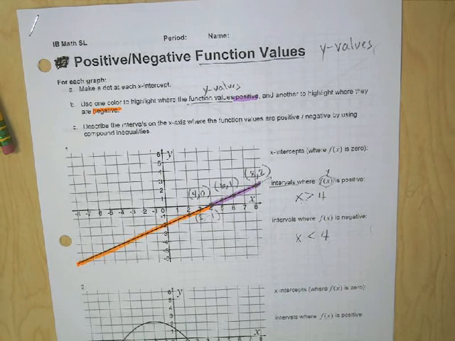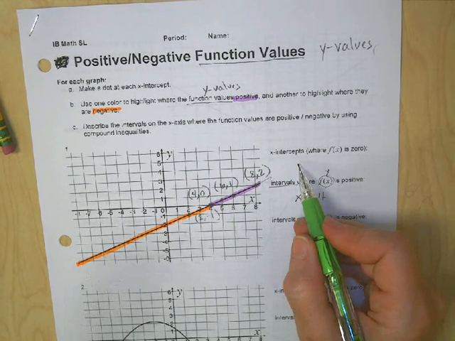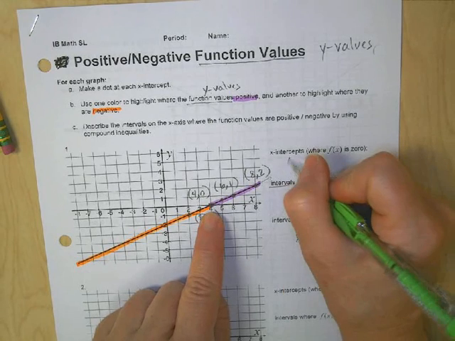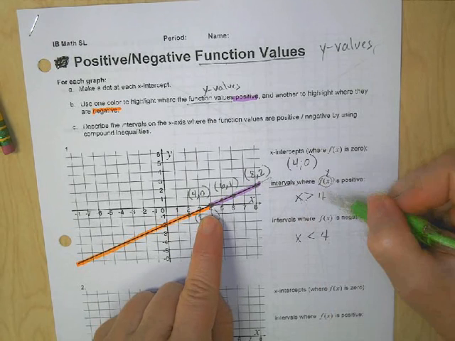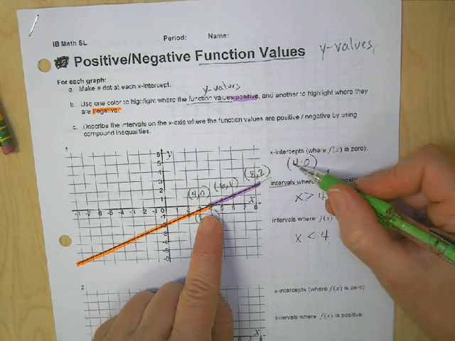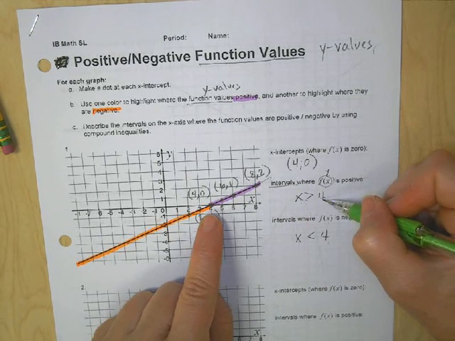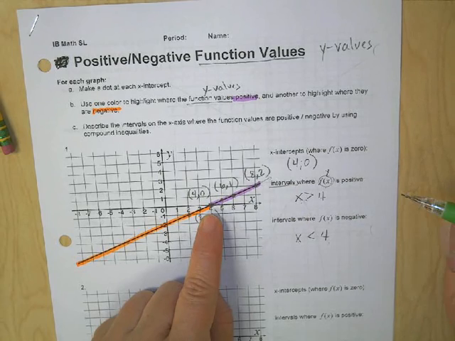Okay, and then my x-intercepts, well, I only have one x-intercept on this particular graph, which is at (4, 0). Notice that is the number that is separating my positive from my negative function values.